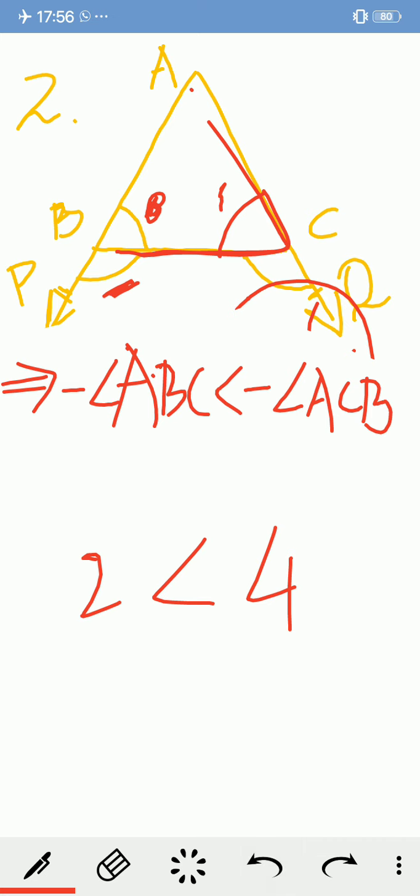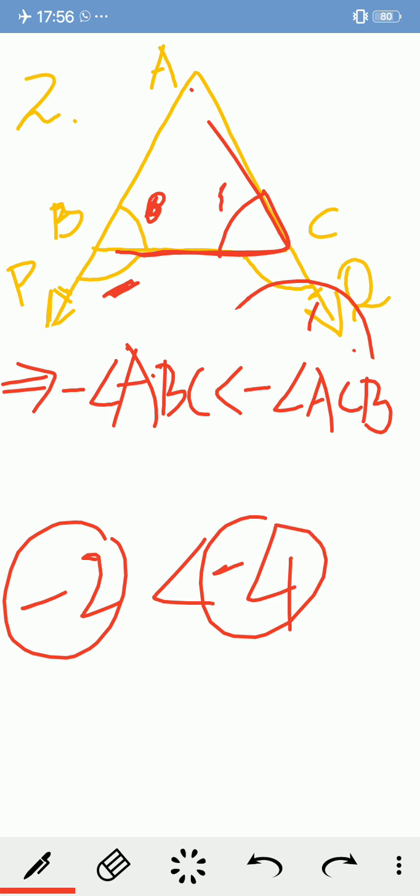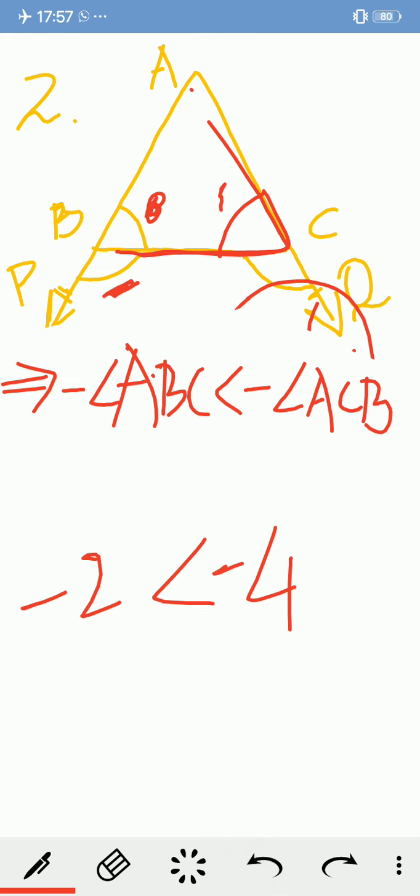Now, as I said, we cannot multiply by negative 1. For example, if I multiply by negative 1, this would become negative 2, and this would become negative 4. Now, what's your take on this? Is negative 2 less than negative 4? Not at all. Negative 2 is greater than negative 4. So that means we cannot multiply by a negative number throughout an inequality.